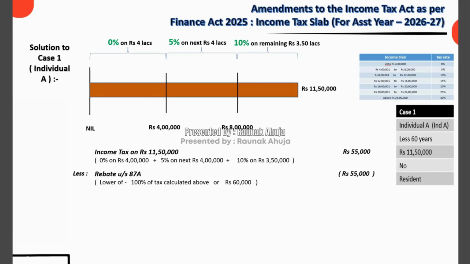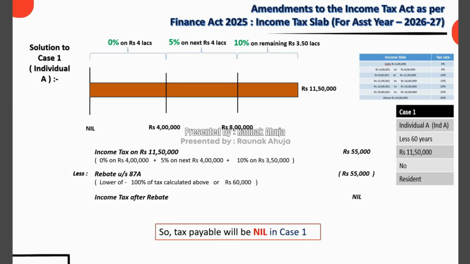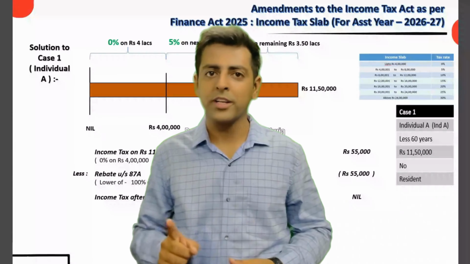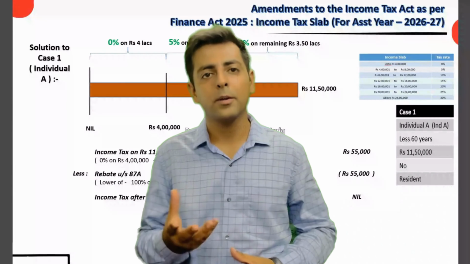The rebate would be 100% of the tax calculated or 60,000, whichever is lower. So 100% of tax calculated is rupees 55,000 or 60,000, whichever is lower. In this case, rebate would be 55,000. So, income tax after rebate is nil, and thus no tax will be payable in this case. Now, since the tax liability here is nil, therefore no TDS would be required to be deducted from the employee's salary.